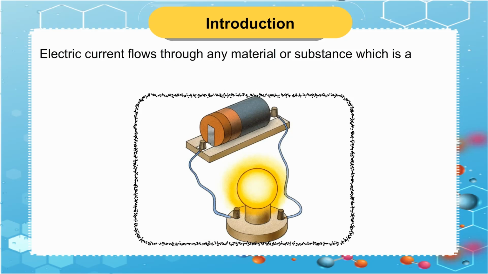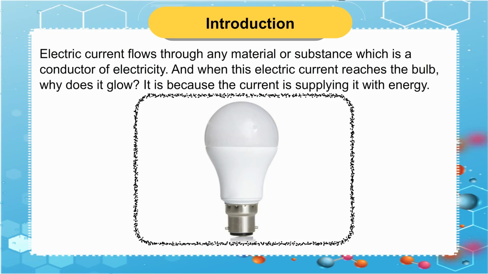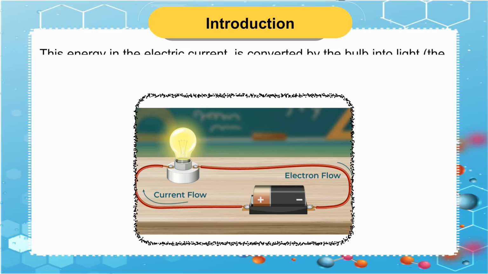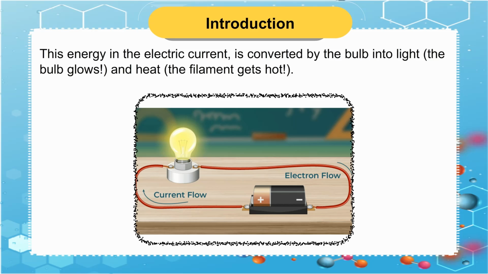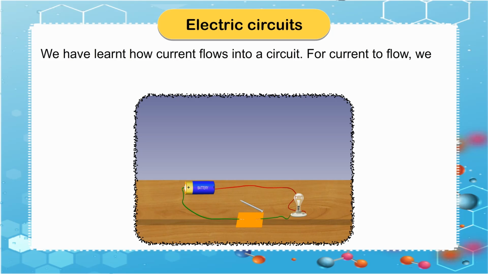Electric current flows through any material or substance which is a conductor of electricity. And when this electric current reaches the bulb, why does it glow? It is because the current is supplying it with energy. This energy in the electric current is converted by the bulb into light, the bulb glows, and heat, the filament gets hot.